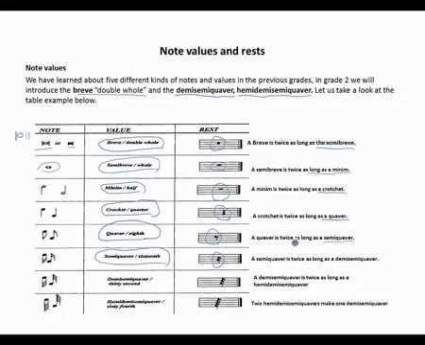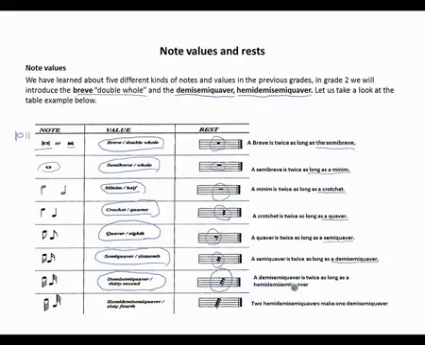This is twice as long as a demisemiquaver. Then we have a demisemiquaver, which is also known as a 32nd note. A demisemiquaver is half of a semiquaver. We add another line. Now it has 3 lines or 3 flags.